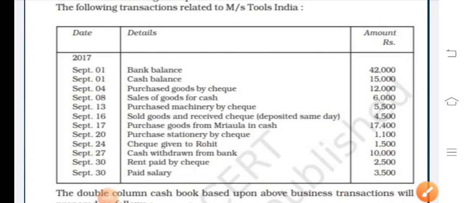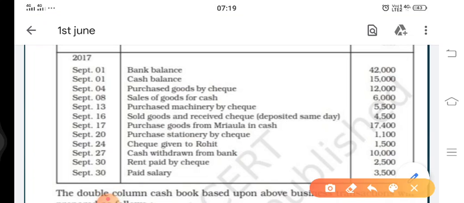Morning, students. As we had been studying cash book, moving on to the next question of cash book. As you can see here, the following transactions related to Messrs. Tools India, and from that we have to prepare a double column cash book. Now, the information which is available to us is for 1st September 2017, bank balance and cash balance.